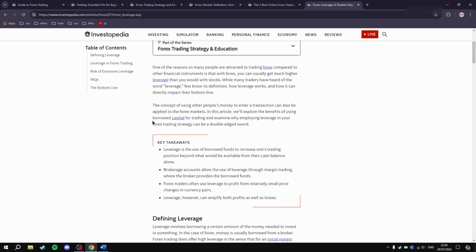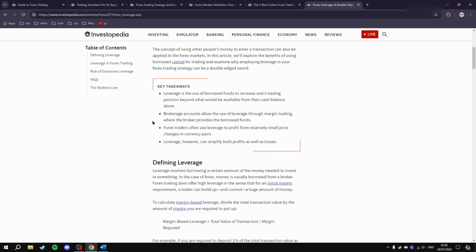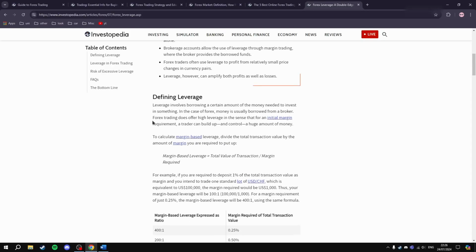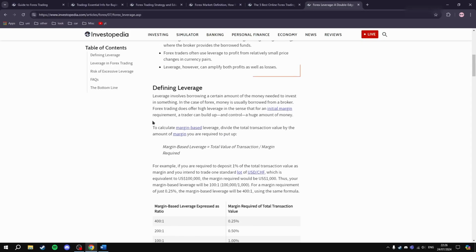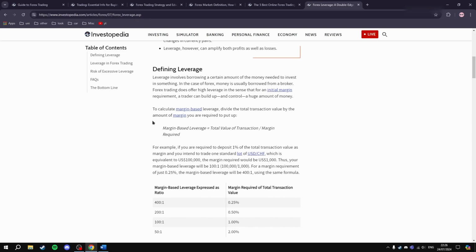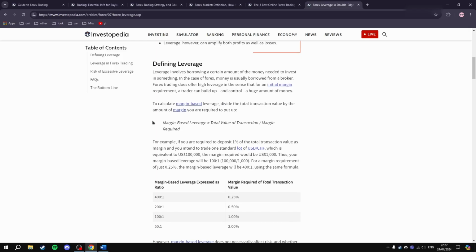In this article, we'll explore the benefit of using borrowed capital for trading, and examine why employing leverage in your Forex trading strategy can be a double-edged sword. Key takeaways: Leverage is the use of borrowed funds to increase one's trading positions beyond what would be available from their cash balance alone. Brokerage accounts allow for the use of leverage through margin trading, where the broker provides the borrowed funds. Forex traders often use leverage to profit from relatively small price changes in currency pairs. Leverage, however, can amplify both profits as well as losses.